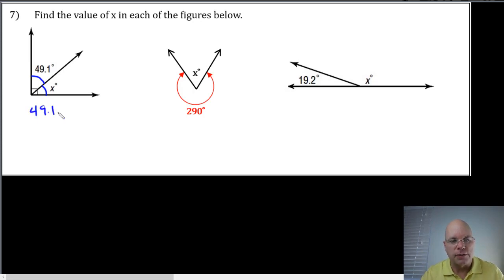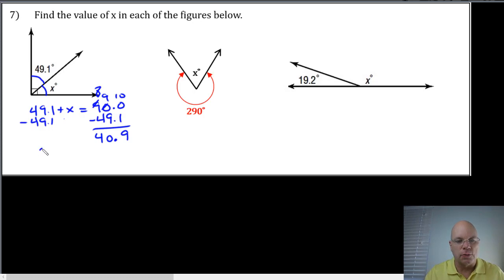The 49 1/10 degree angle plus x will equal a sum of 90 degrees, and so we can just subtract 49 1/10 from both sides of this equation. Line up the decimal in our difference, and we get x is equal to 40 9/10. I would add that back to 49 1/10 just to make sure. That's 89 wholes and 10/10, which makes 90 whole degrees.